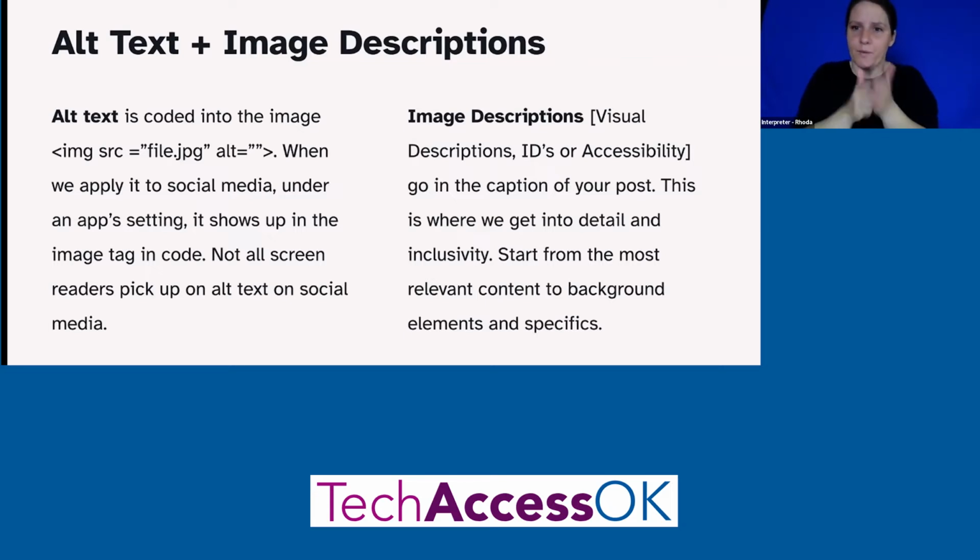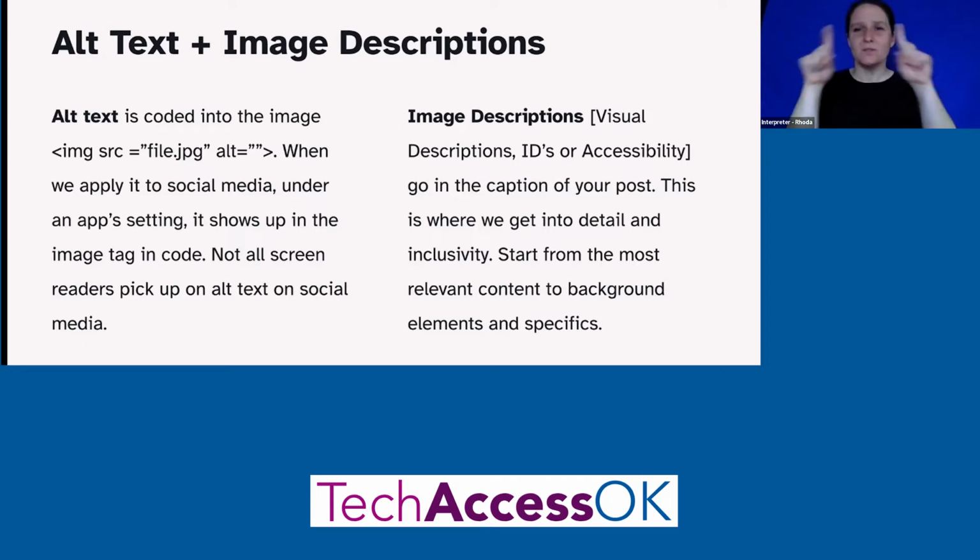Alt text can sometimes not be read out by screen readers. Alt text is coded. It goes into the image itself. In HTML, it's quite literally the tag of your image source, file, whatever, and then the alt role in an image tag. So when we apply our alt text to social media under an app's settings, it shows up in the image tag in code. But as I said, not all screen readers pick this up, which is why we do image descriptions.